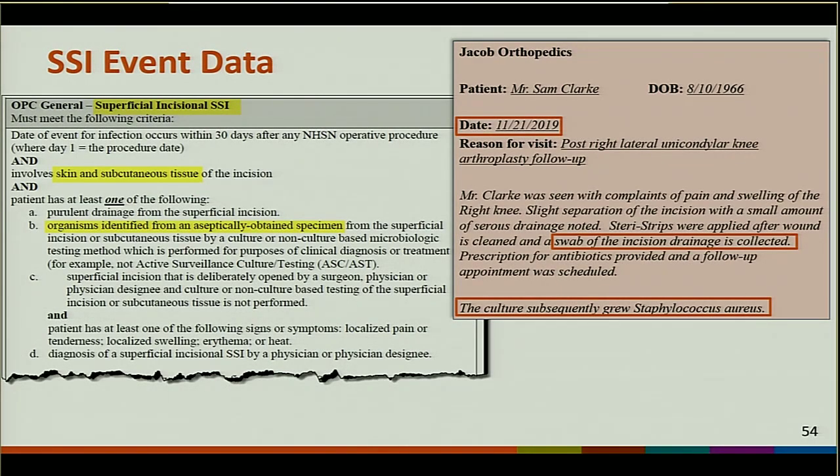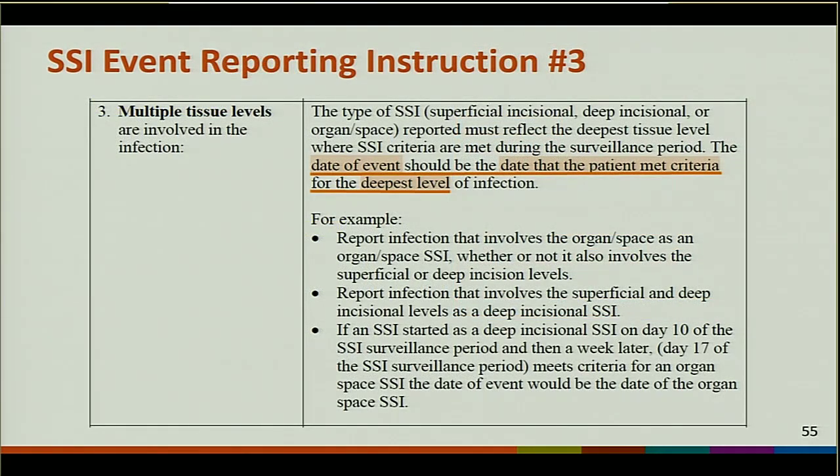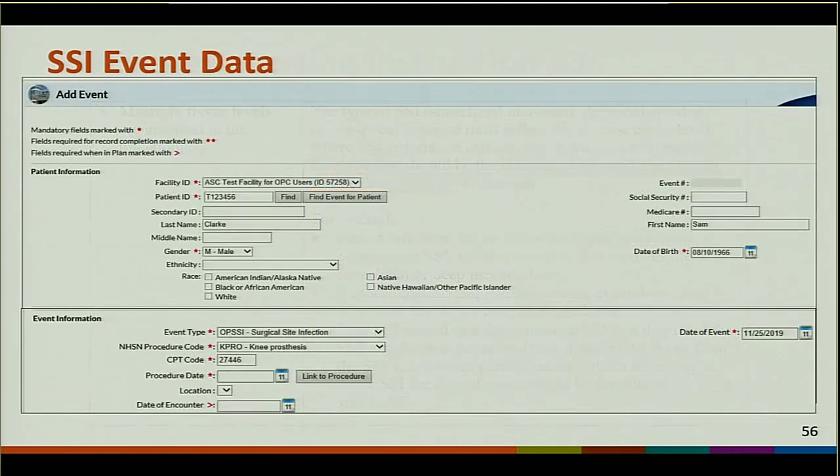An explanation about the date of event. Here we see that the SSI event met superficial criterion B on 11/21. But there's a reporting instruction, number 3, that says that the SSI event should be reported at the deepest tissue level. The infection progressed to a deeper tissue level on 11/25 and is the SSI date of event in our case scenario, which was shown in a previous slide.